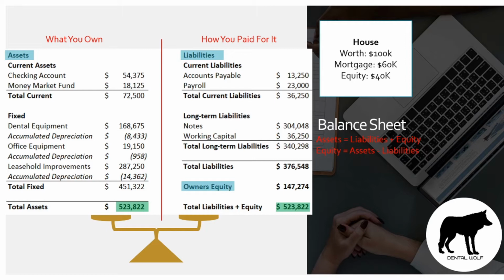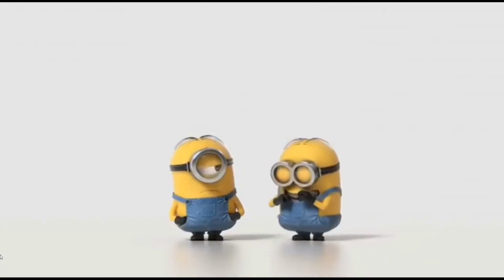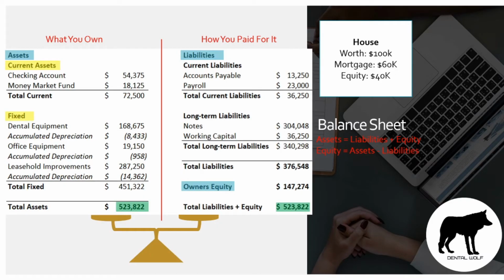Diving down a little bit deeper, you have two types of assets. You have current assets and fixed assets. Current assets are assets that could be sold within a year, and fixed assets are assets that would take longer than a year to sell. This concept is really important when we start talking about liquidity. We won't dive into that now, but liquidity is an important concept for all business owners, and it's something that you should understand.